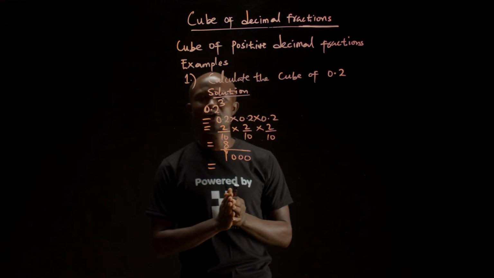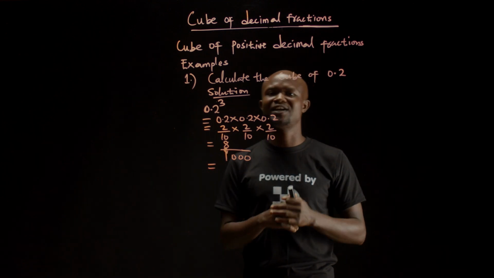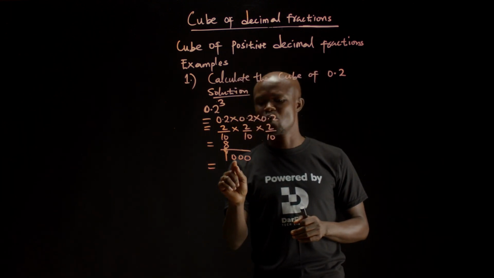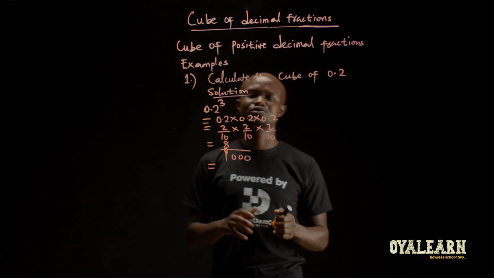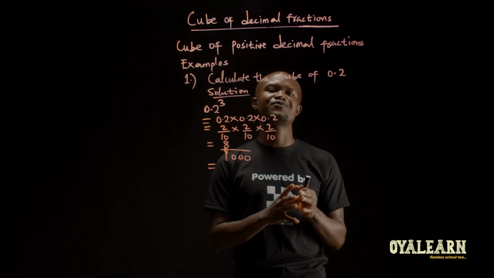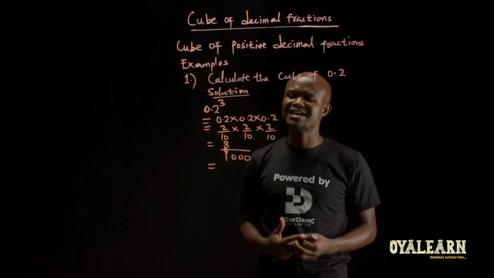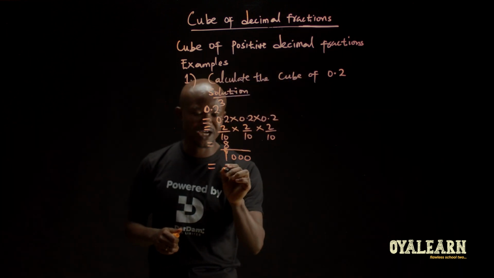Now, how many zeros do we have left at the denominator? 1, 2, 3. We have 3 zeros left at the denominator. So the 3 zeros left at the denominator will serve as the zeros before the first significant number in our decimal fraction.